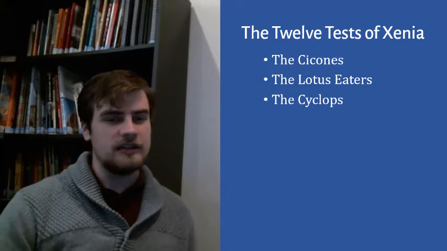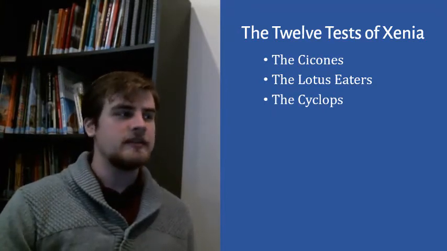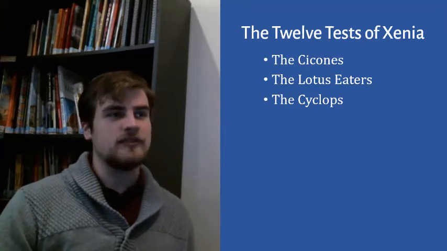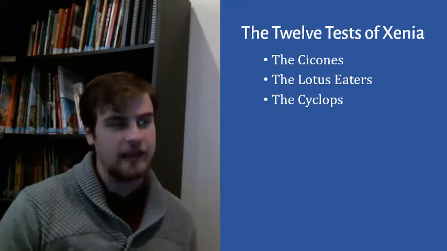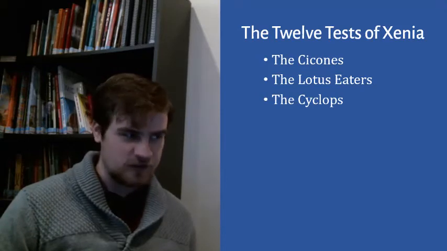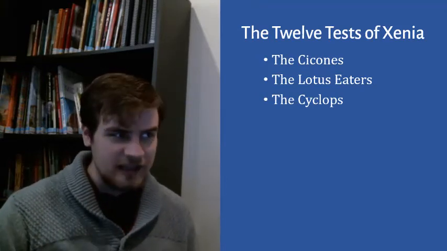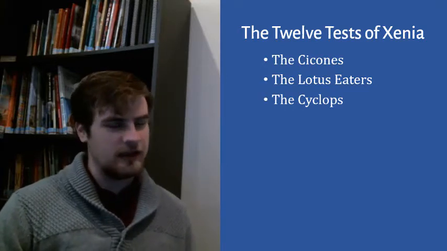All right, after the Lotus Eaters, he goes to the Cyclops, okay? And the Cyclops, Polyphemus, is one of the clear examples of how to break Xenia in my book, okay? Because when you are eating your guests for dinner, you're breaking Xenia. You should be feeding your guests. You shouldn't be eating your guests, okay?